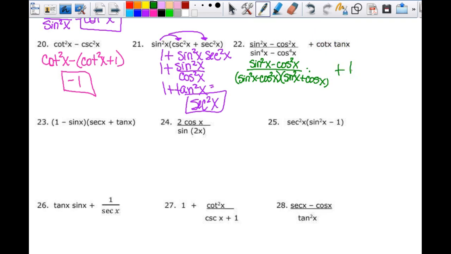So what happens here is these two things can cancel out. So now I'm left with 1 over sine squared x plus cosine squared x, plus 1. Well, this is your Pythagorean identity, which is just 1. So basically you end up with 1 plus 1, which is 2.